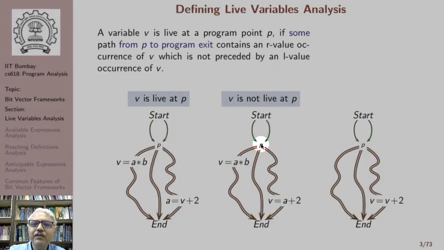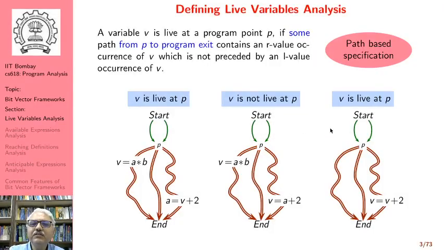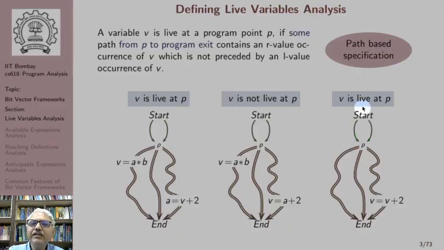Third example is an interesting example. The third example says that in this case, V is live at P. Note that here there is a definition as well as a use of V within the same statement. But by the semantics of an assignment statement, the right hand side is read before the value is written in the left hand side variable. This is essential because it's the evaluation of the right hand side that tells us the value, the result that must be written into the left hand side variable.